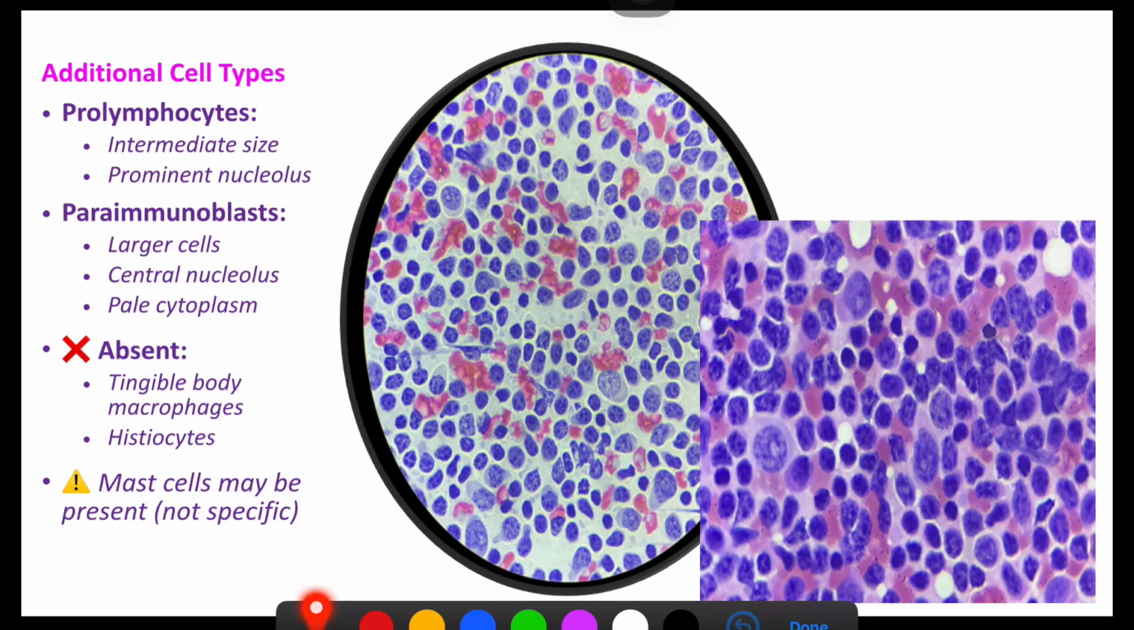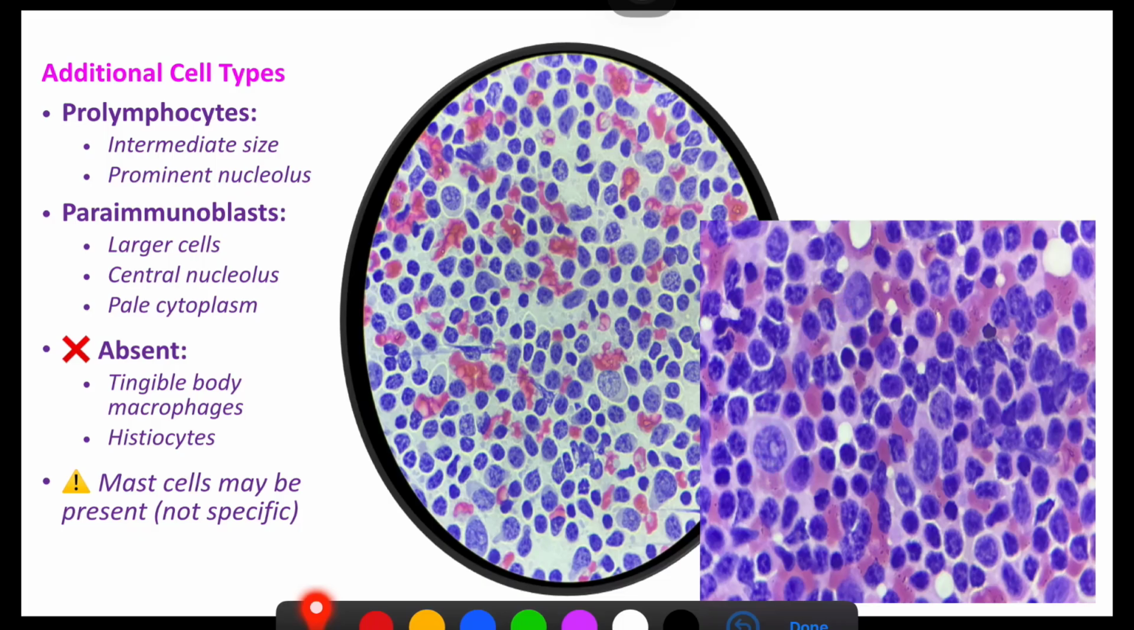Additional cell types you can find in this smear are prolymphocytes, which are intermediate size with a prominent nucleolus. It is sometimes difficult to differentiate them from paraimmunoblasts, which are larger cells having a central nucleolus and pale cytoplasm. So, here you can identify a larger cell which is a paraimmunoblast type of cell.